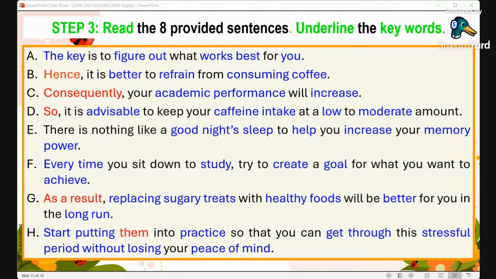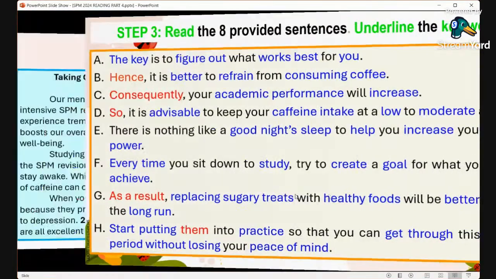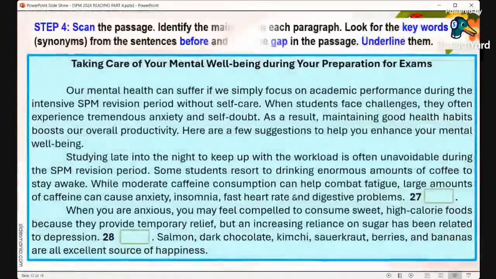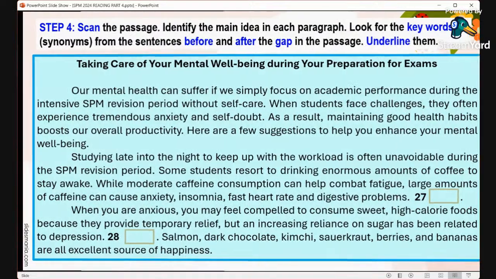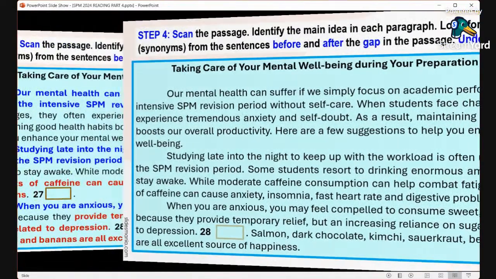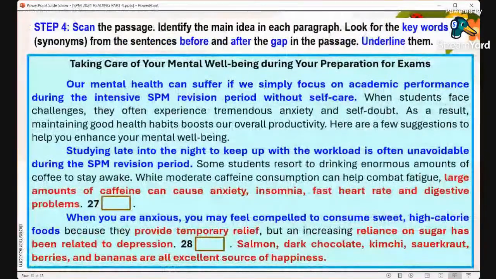Okay, all right, let's continue. So now what you need to do is, you already know the 8 sentences. So you need to identify the main idea in each paragraph. Look for the keywords from the sentences before and after. Underline them or highlight them. So this is what I've come up with. The blue one was what I underlined when I was skimming. Now we are scanning.